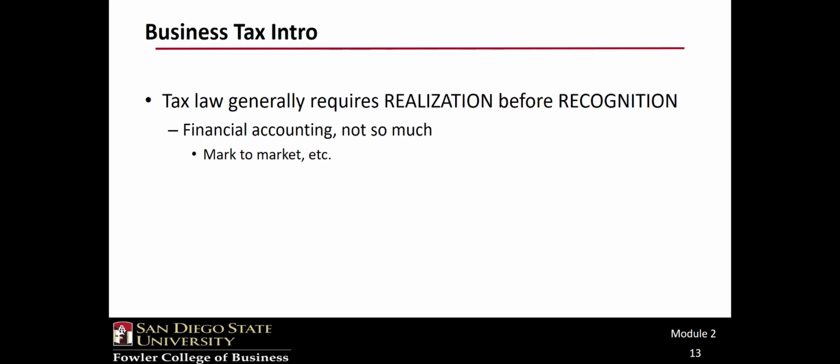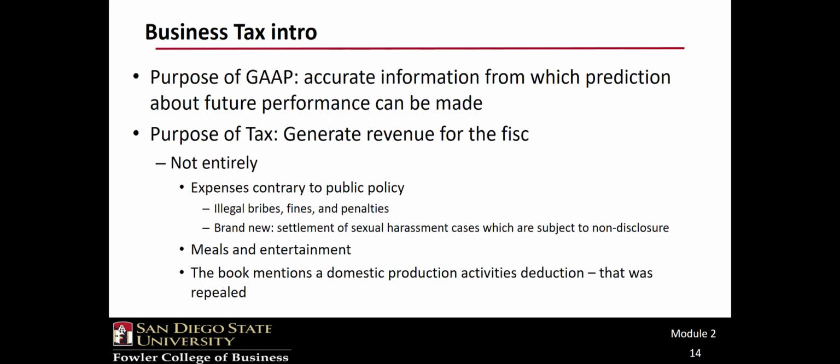Tax law almost always requires realization before recognition, whereas accounting rules do not follow that same principle. Think mark-to-market accounting, for example. Since we've raised the specter of financial accounting, let's clear up some of the differences between financial accounting under GAAP and tax accounting. To start with, they have completely different goals. Investors and owners use financial statements and financial information to make business decisions. Taxes are used to generate revenue.